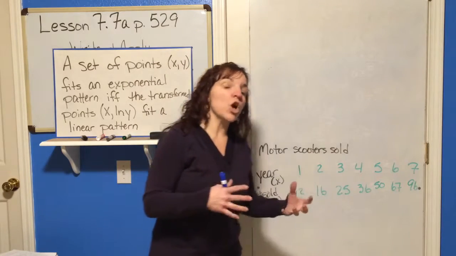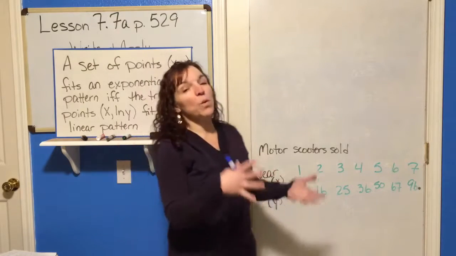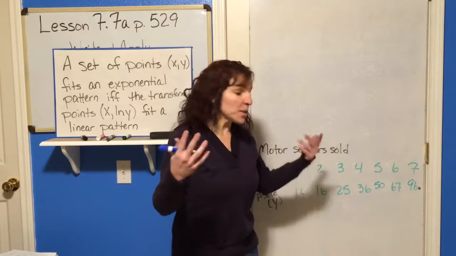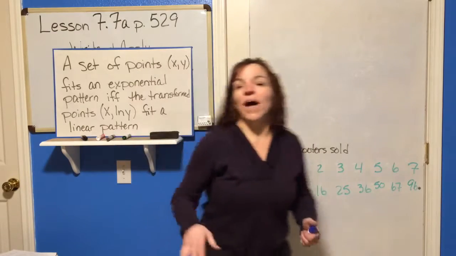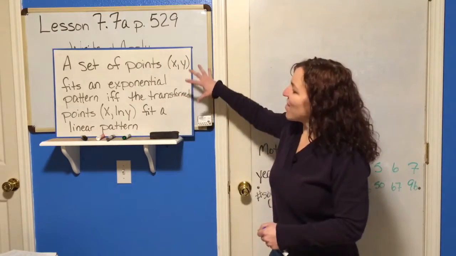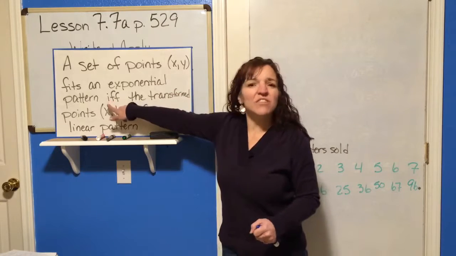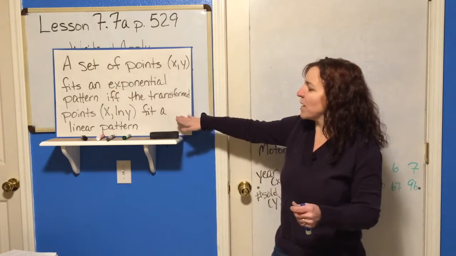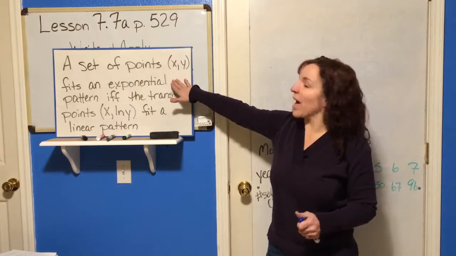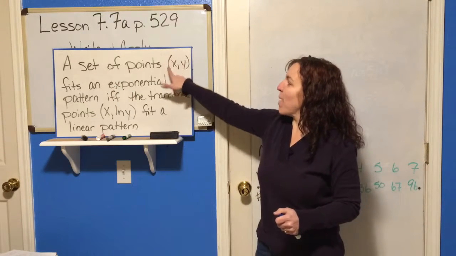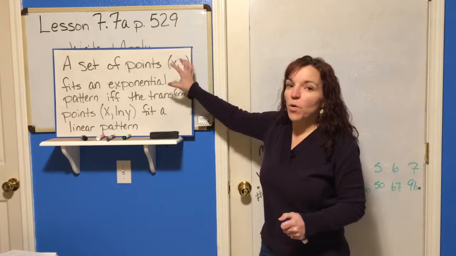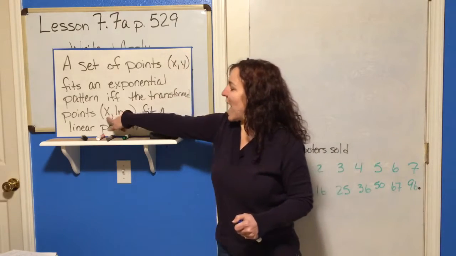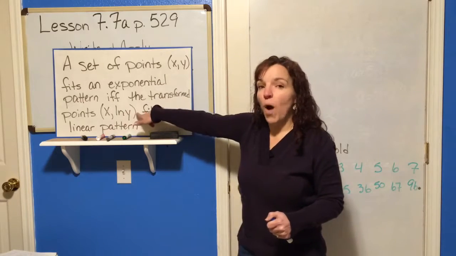So what I want to know is, is this an exponential curve? And if so, what is the formula for that? Well, my statement says that, and this IFF, remember, is if and only if. So it has to be true in order for this to be an exponential pattern. I have to be able to take my points and transform them, instead of just x, y, change them into x, natural log of y.